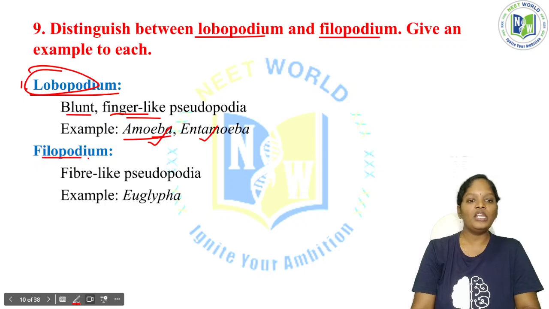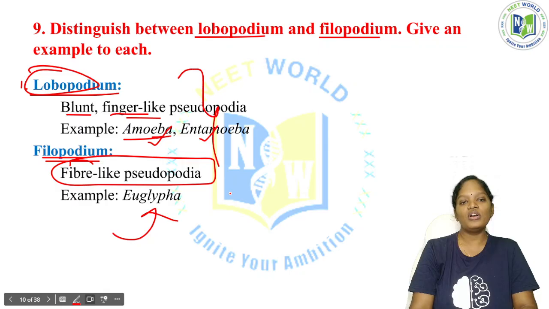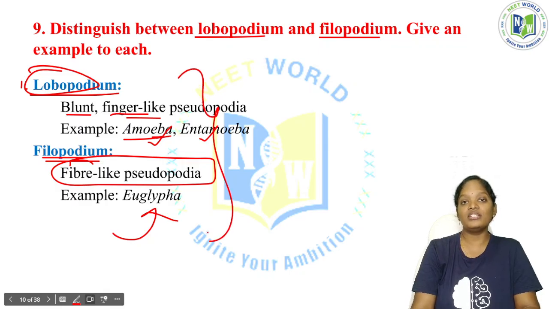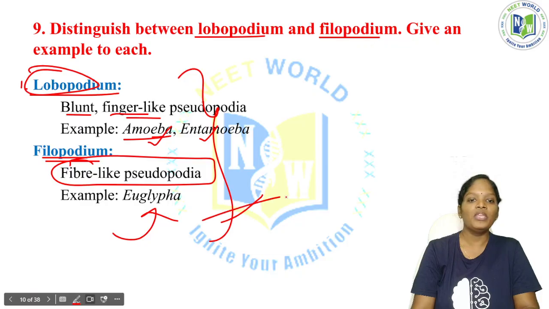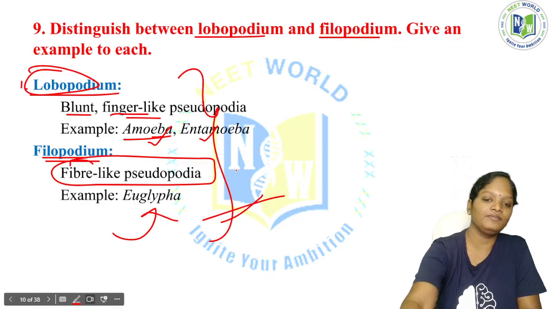Okay, now phylopodium. The phylopodium will be the fiber-like pseudopodia. It is present in the Euglena. Based on the structure, pseudopodia will be categorized into five types: lobopodium, phylopodium, reticulopodium, axopodium, and so on.